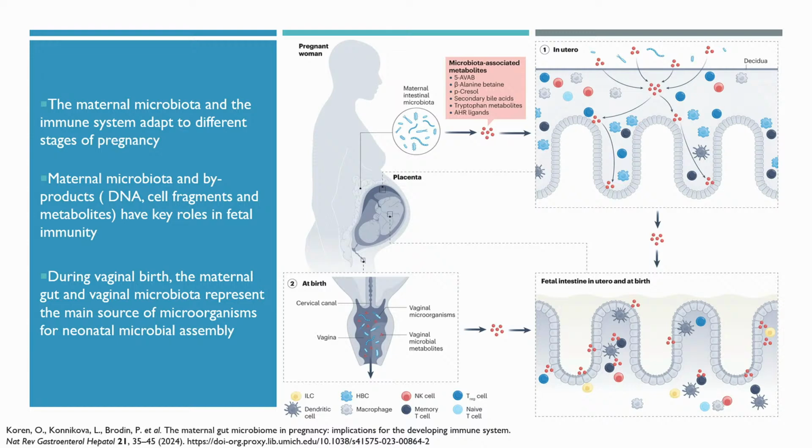That helps prime the immune system, because when those metabolites are there, you start to get recruitment of these different immune cells. That helps make sure that there are immune cells there to protect the baby. And once again, during vaginal birth, the maternal gut and the vaginal microbes represent the main source of microbes for neonatal microbiome assembly.